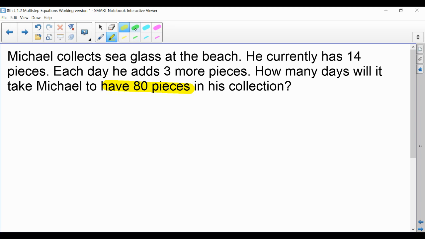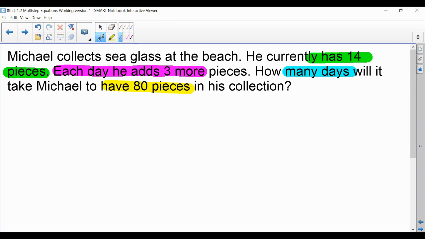Our constant is what he started with, 14 pieces. That doesn't change. Our variable, we want to know how many days, and attached to that variable, 3 more pieces each day. So I can use that information to write my equation. So at the end, he had 80 pieces. Our constant that he started with was 14 pieces. And then he adds 3 more pieces each day. So here's our equation for the word problem, and I can go ahead and solve that.